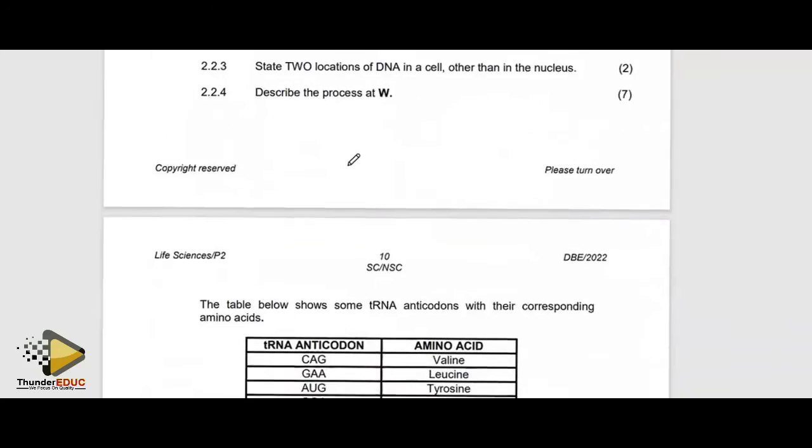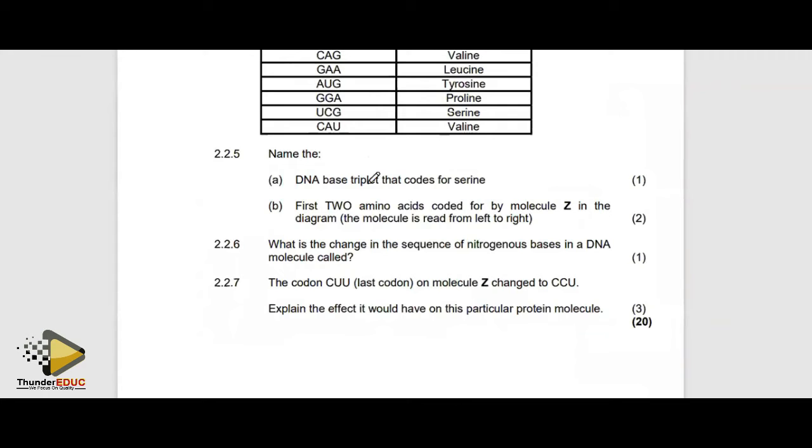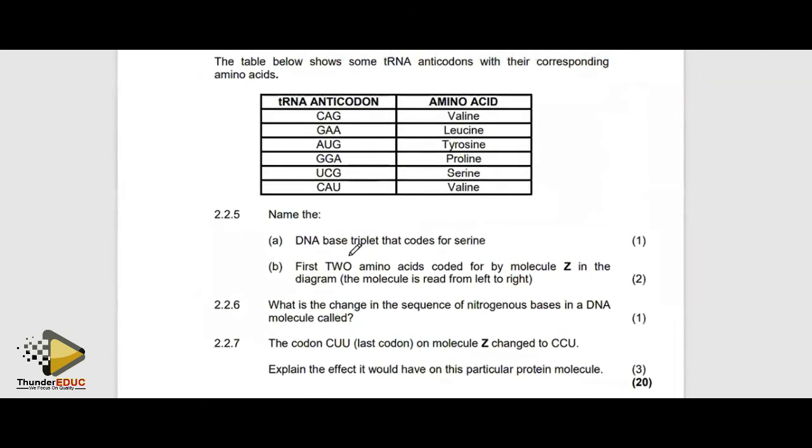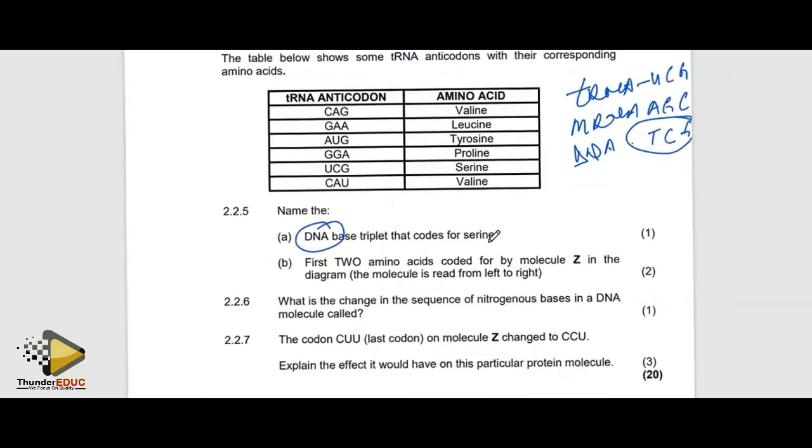Then another question is: the DNA-based triplet code for serine. Serine is here, but they are looking for DNA. So now we have to convert this two times, because we have tRNA, we have to change it to messenger RNA, and then we go to DNA. If the tRNA for serine is UCG, then U goes with A, C goes with G, and G goes with C. So it's going to be TCG. That is the code for DNA. So it means that you have to convert it two times.